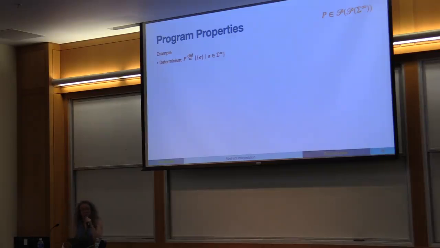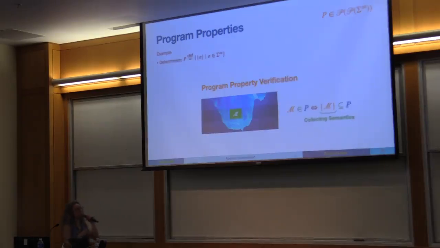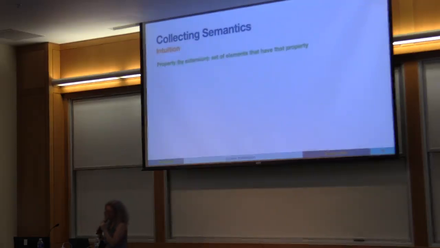And how you verify this is, in the general case, you have to go to this collecting semantics. It's the set containing your maximal trace semantics. This is called the strongest property of your program. I always found it very confusing. I never could understand what it meant. So I have an intuition for you.